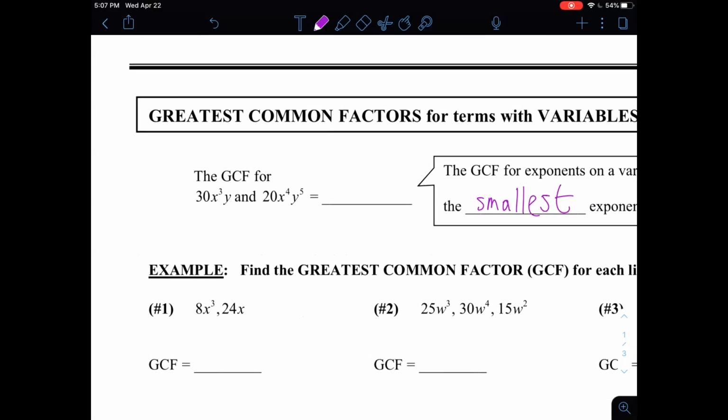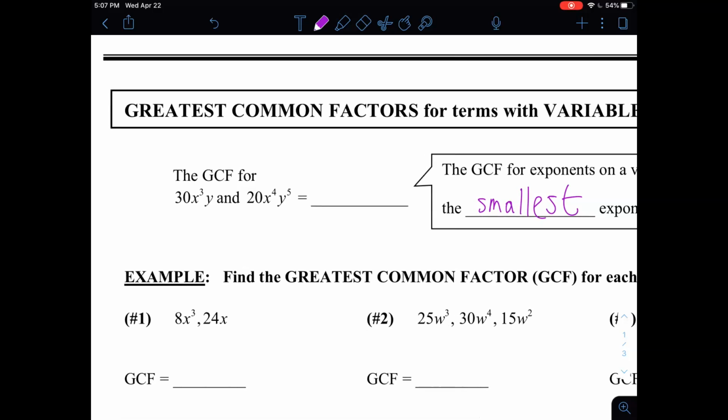So first let's go into this here. We have 30 and 20. What's the biggest number that goes into 30 and 20? What do you guys think? It's going to be 10. 10 goes into both 30 and 20. There are no other numbers bigger than 10 that go into both 20 and 30.